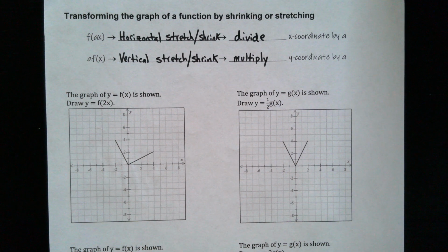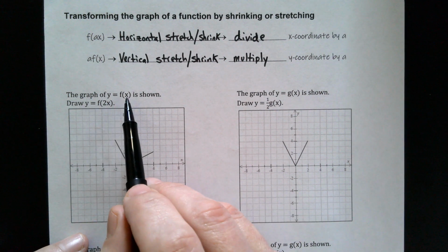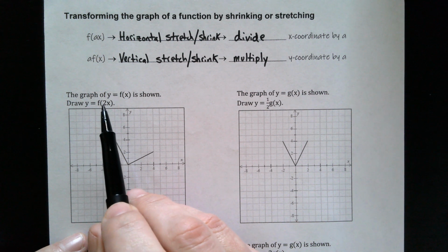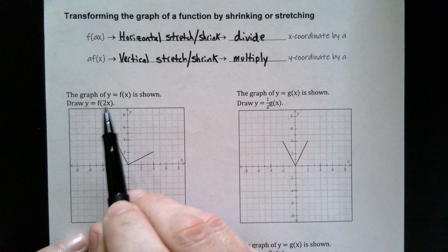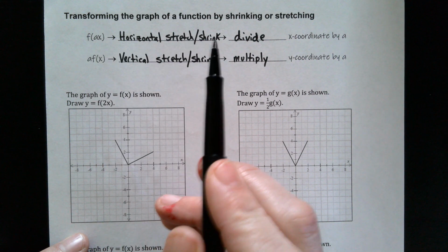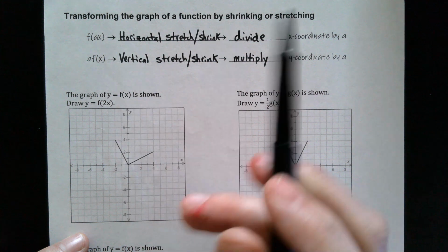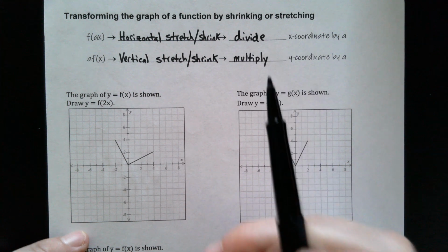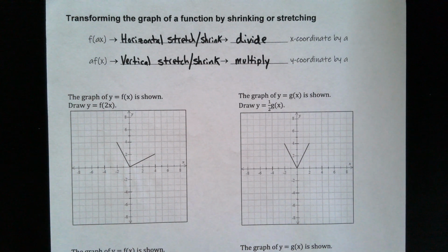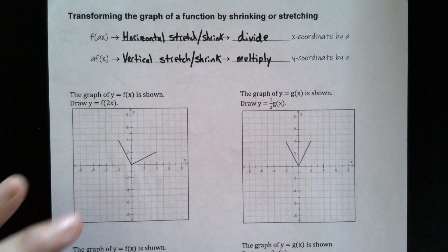Okay, so in our first example, we have the graph of f of x. We're asked to draw y is equal to f of 2x. So the number is being multiplied by the x on the inside. So this is going to be a horizontal stretch or shrink. And what it asks us to do is divide the x coordinate by a. So I'm going to get a few nice places on this graph. So I'm going to label a few of these.